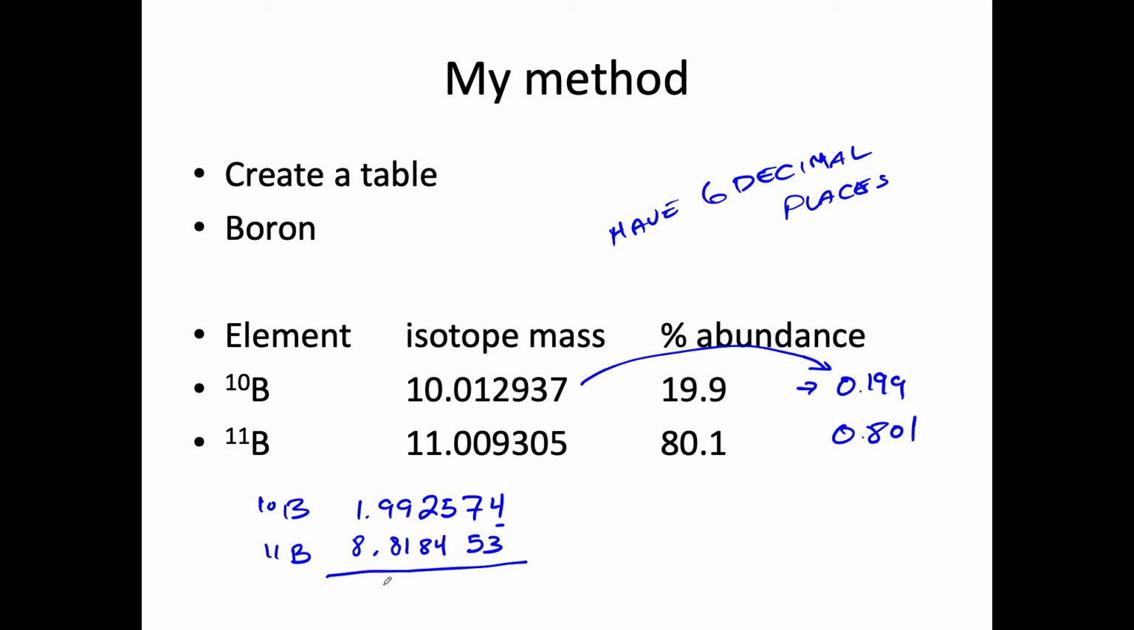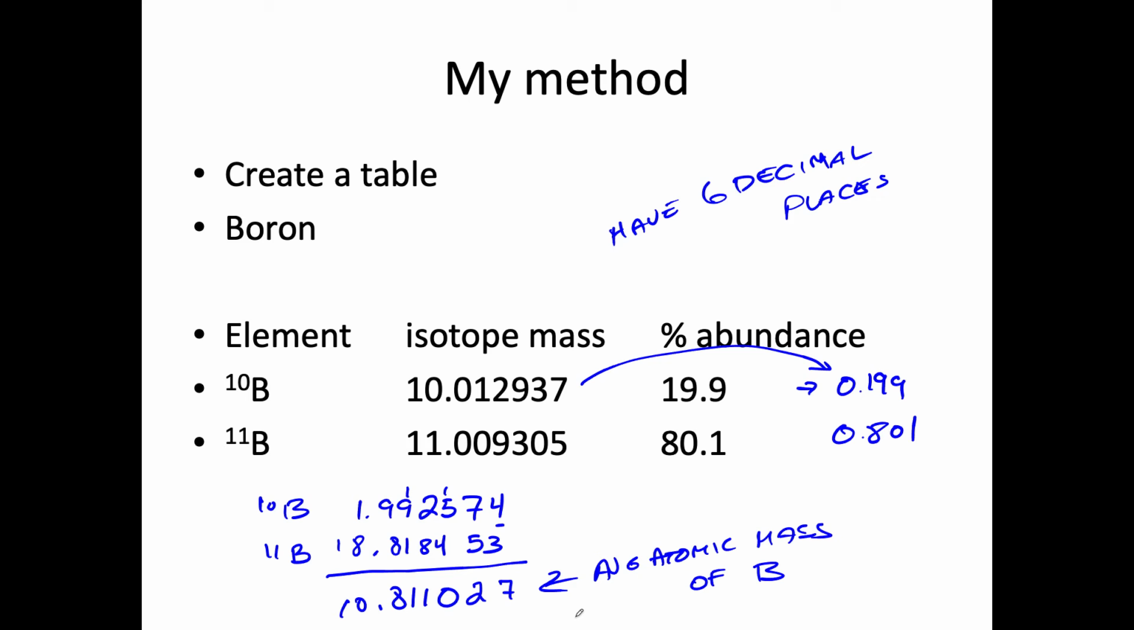So now we're going to add these two together. 4 plus 3 is 7. 7 plus 5 is 12, carry the 1. 5, 6, that's 10. 8 plus 2 is 10. Then I carry the 1, 11. We'll carry another one. 9, 10, 11. That's 18. So 8, 1. So that's going to be 10.811027. So this is the average atomic mass of boron. This is what we want you to get.